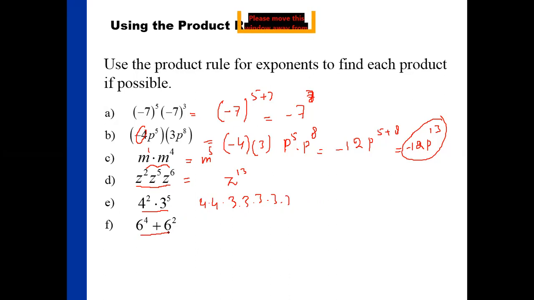So we have the product rule. When two numbers are in a product, then you can add their powers. So these are actually an addition, so you can solve separately, then add. 6 multiplied by 6, multiplied by 6, multiplied by 6, 4 times, plus 6 multiplied by 6. So first you multiply these numbers, then multiply these numbers, and then you add, accordingly, and that will be the result.